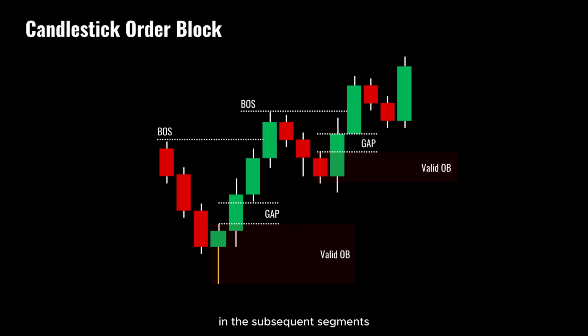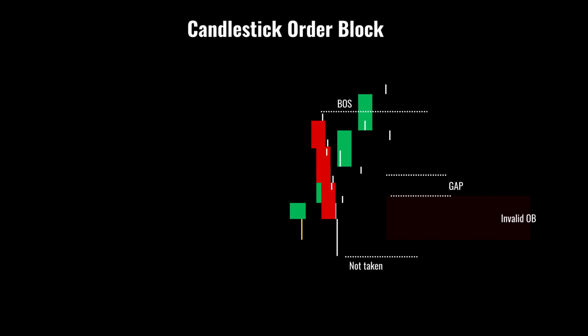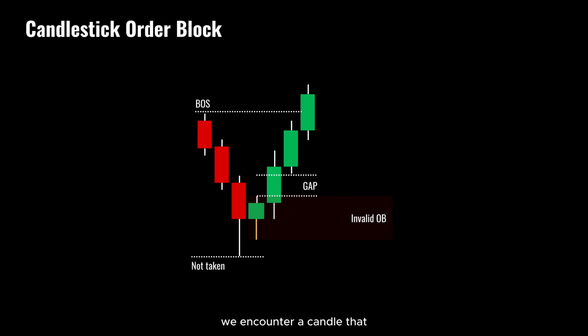In the subsequent segments, we will further apply these principles to real charts, honing our ability to identify and strategically use order blocks in the dynamic Forex market. Besides understanding the importance of order blocks, let's continue analyzing more examples to deepen our understanding. In the second diagram, we encounter a candle that, while representing a movement, does not qualify as a valid order block because it fails to take out the previous candle's low.